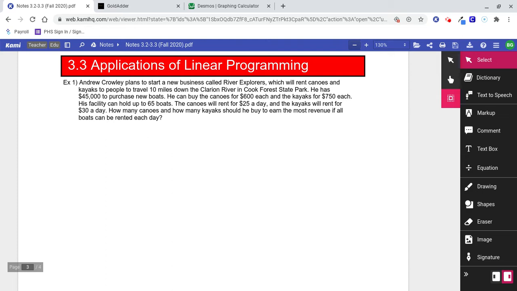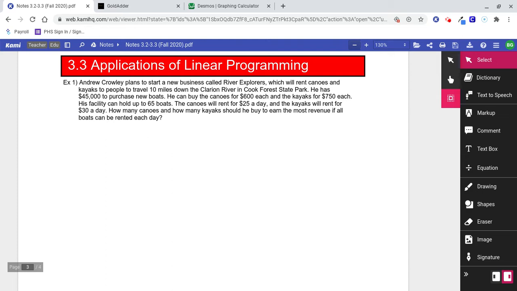He has $45,000 to purchase new boats. He can buy the canoes for $600 each and the kayaks for $750 each. His facility can hold up to 65 boats. The canoes will rent for $25 a day, and the kayaks will rent for $30 a day. How many canoes and how many kayaks should he buy to earn the most revenue if all boats can be rented each day? So there's a lot going on there, and I think a lot of students will just read that and be overwhelmed, okay?